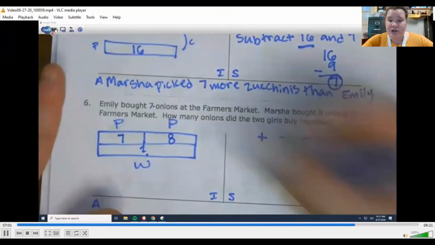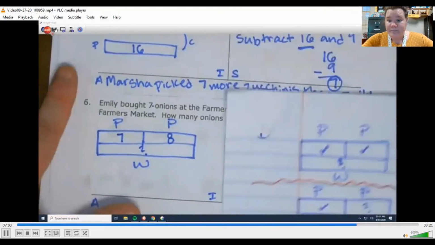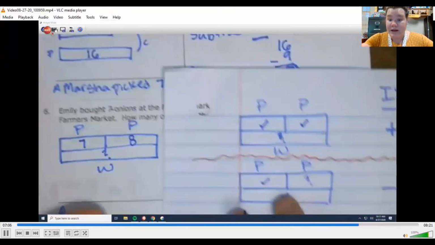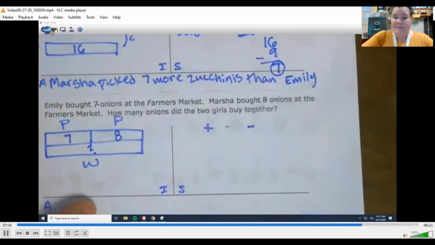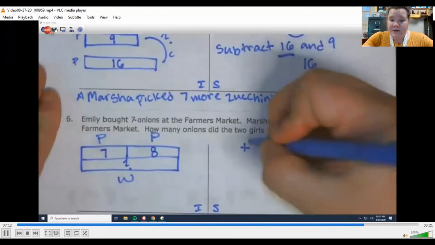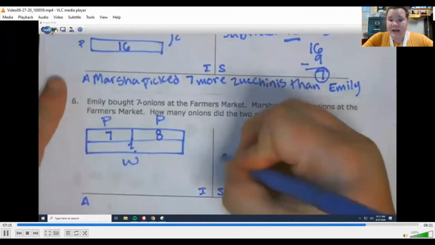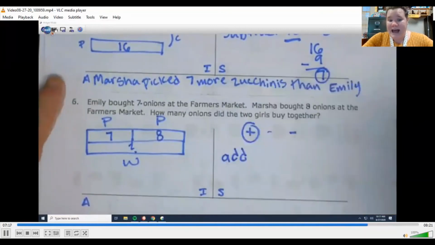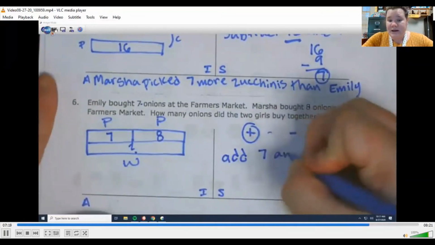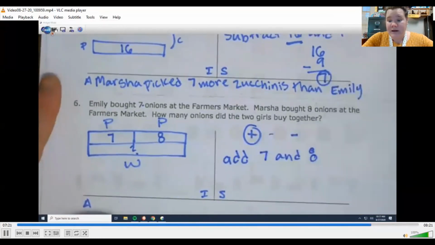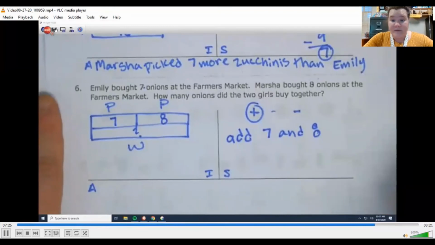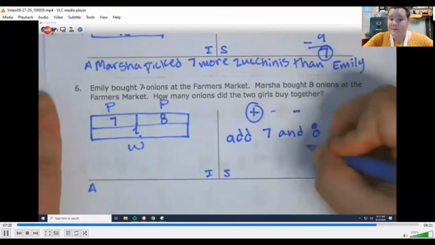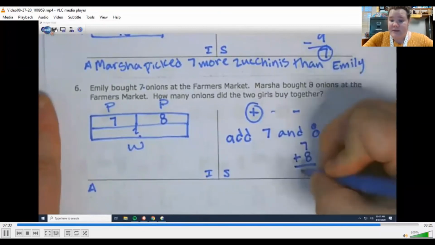So we're going to look at our little cheat sheet real fast. And it looks like we have a part and a part, but not a whole, which means we're going to be adding this time. So in my solve, I'm going to circle the plus sign, and I'm going to write the sentence out. I'm going to add 7 and 8. And it doesn't really matter which order it goes in when we're adding because you'll get the same thing either way. 7 plus 8 is the same thing as 8 plus 7. So I'm going to write it up and down, 7 plus 8. And that should give me 15.